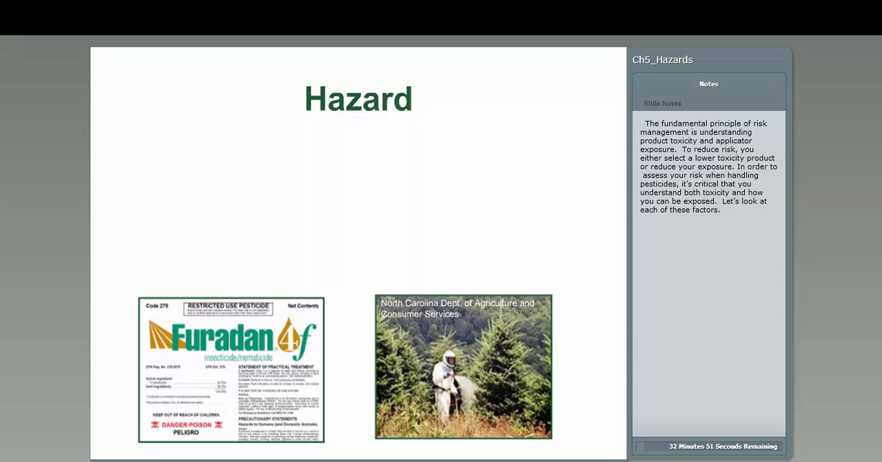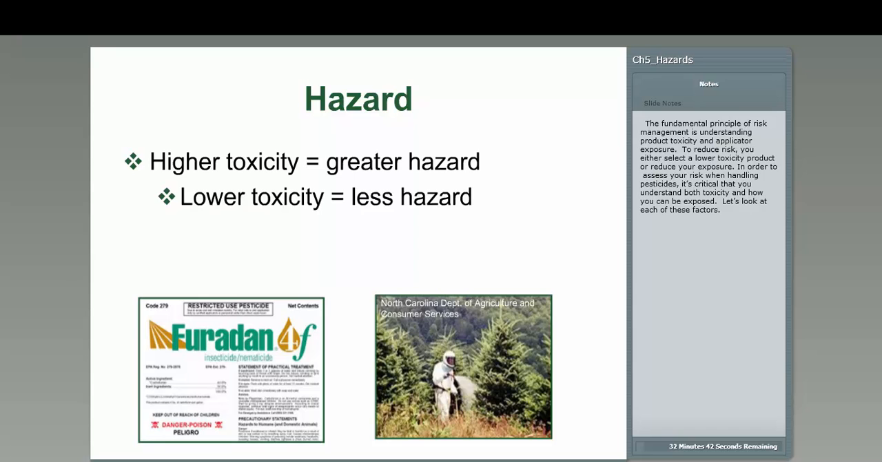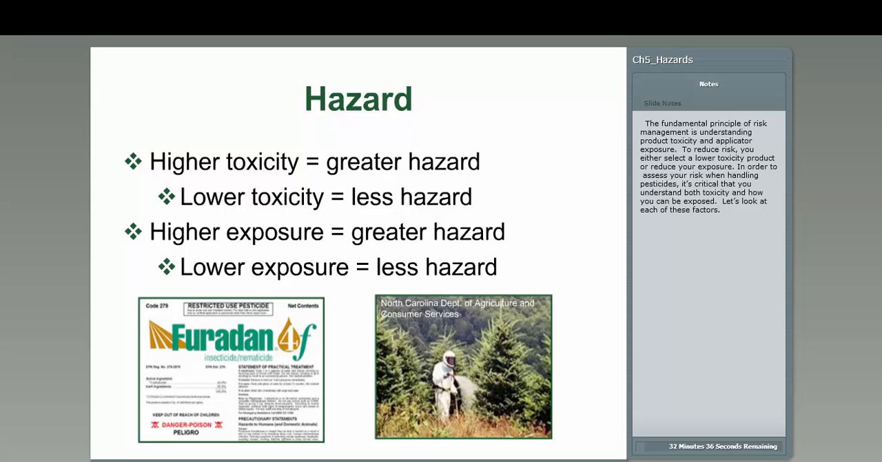The fundamental principle of risk management is understanding product toxicity and applicator exposure. To reduce risk, you either select a lower toxicity product or reduce your exposure. In order to assess your risk when handling pesticides, it's critical that you understand both toxicity and how you can be exposed. Let's look at each of these factors.